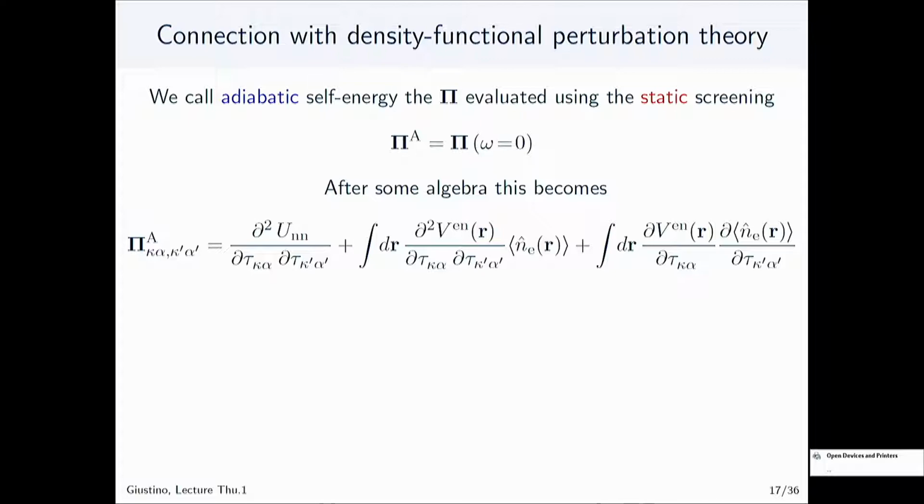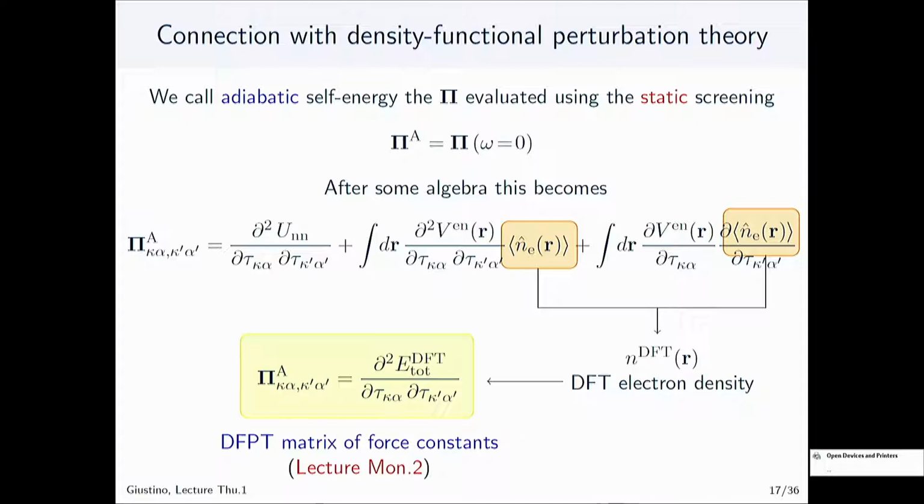So a simple approximation is to replace these two densities by the DFT density. You just say, I don't know how to do that, so I use the DFT electron density. If you do this operation, this expression is identical to the second derivative of the DFT total energy with respect to the positions. In fact, the step to go from here to here is precisely the Hellmann-Feynman theorem that Stefano mentioned on Monday.